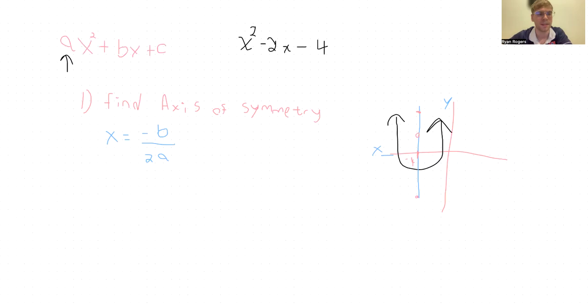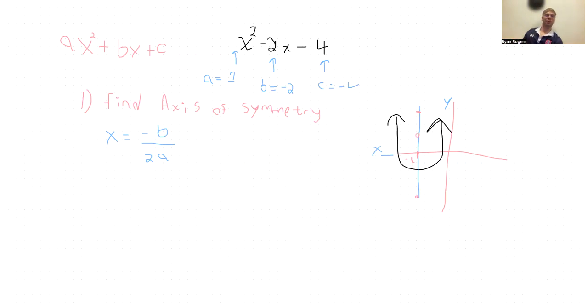In this situation, A right here is 1. A equals 1. It's like an invisible 1. B right here is not 2. If you put 2, you go to math jail, for a very long time. It is negative 2. Same for C. C in this situation is going to equal negative 4.